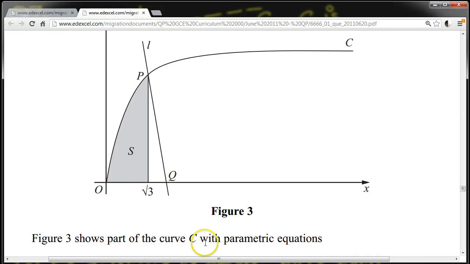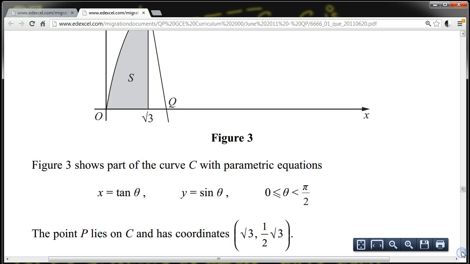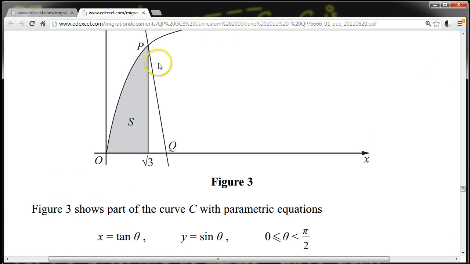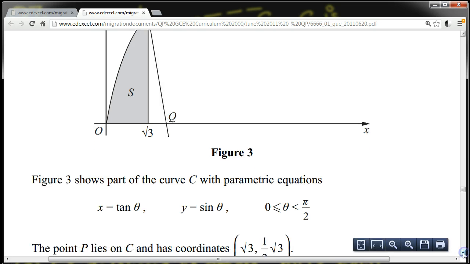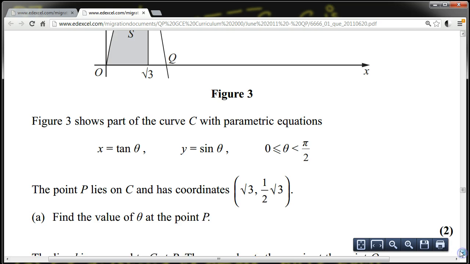Figure 3 shows part of the curve C with parametric equations x equals tan theta, y equals sine theta, for theta between 0 and pi over 2. The point P lies on C and has coordinates root 3, root 3 over 2. Find the value of theta at the point P.